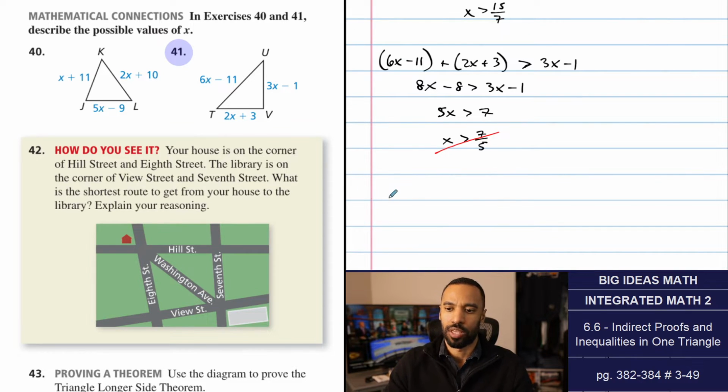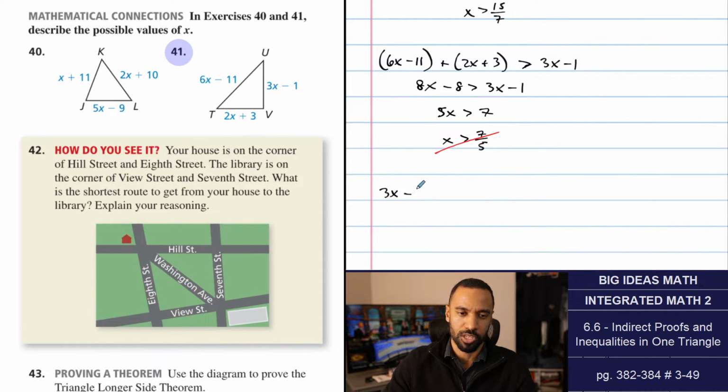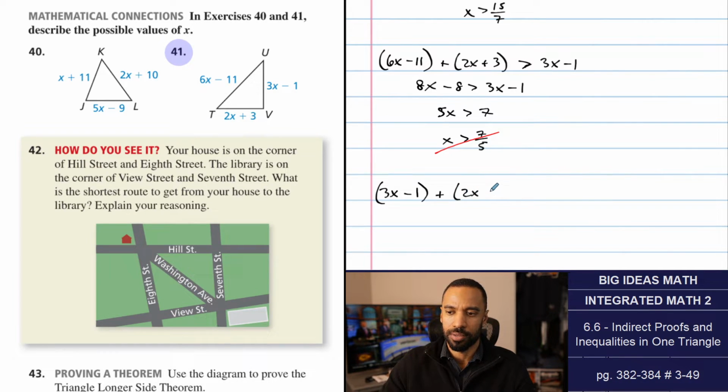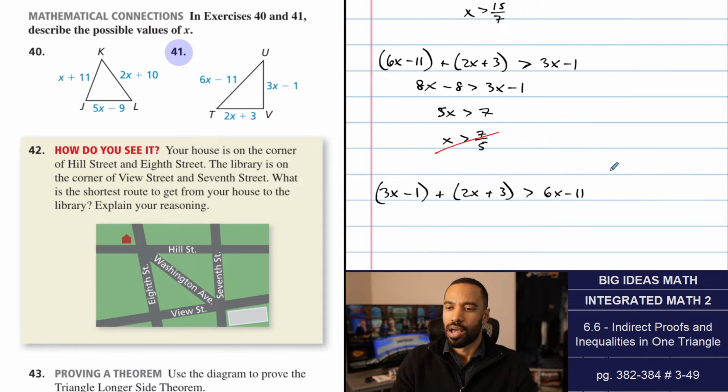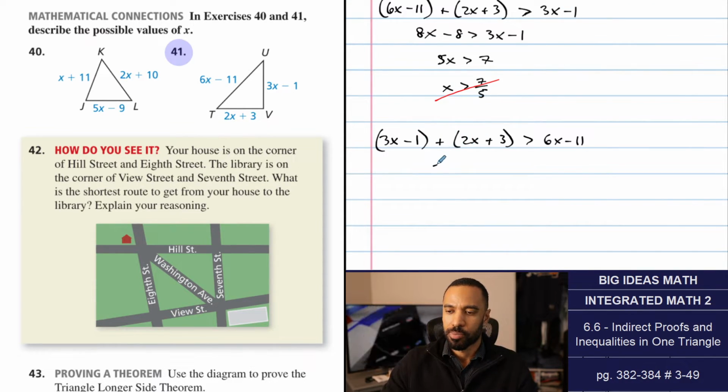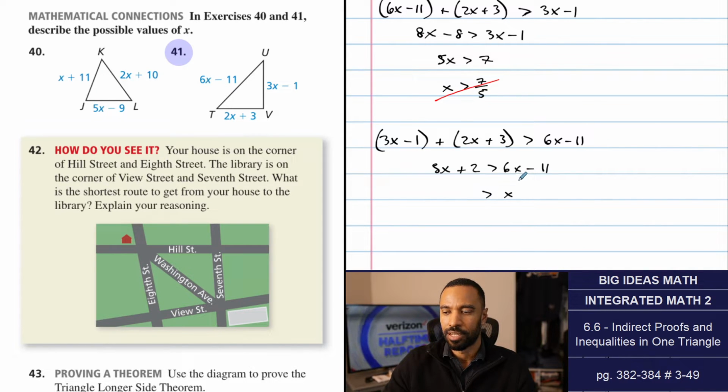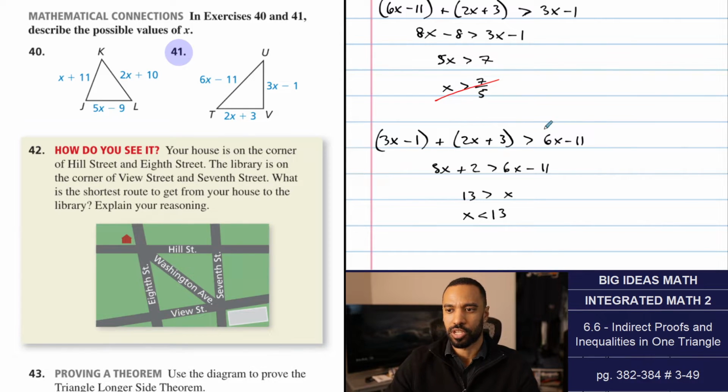Let's look at the last one, the one that seems to make the most sense with respect to being the smallest sides, treating them as such. 3x minus 1 and 2x plus 3 being greater than 6x minus 11. So let's see what happens. 3x plus 2x is 5x. Negative 1 plus 3 is 2. And subtract 5x, I get x. And add 11, I get 13. So x has to be less than 13 in such cases.